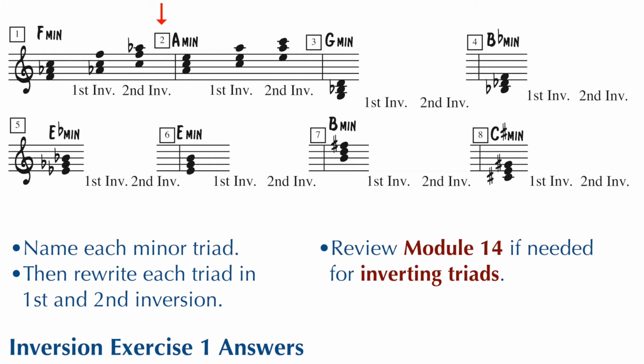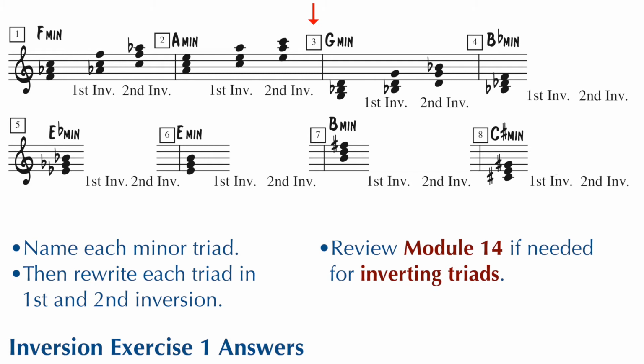E, A, C, second inversion A minor. Number 3, G minor. To change this root position G minor to first inversion, raise that low G an octave. That leaves the B flat, the third of the chord, in the bass, or as the lowest note. Now we have a B flat, D, G, first inversion.